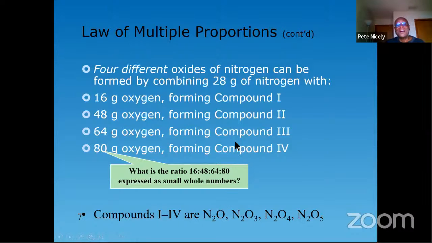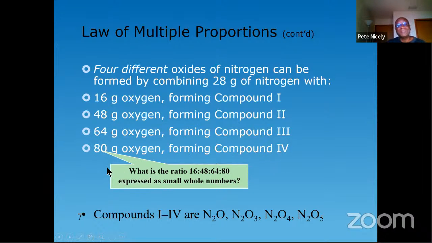And if you have 28 grams of nitrogen in each of these cases, and if you look at the masses of oxygen in each case, what you'll find is that there's a simple whole number ratio when you compare those masses. So in the case of 28 grams of nitrogen in each of these compounds, for compound 1, the mass of oxygen is 16. For compound 2, the mass of oxygen is 48 grams. For compound 3, it is 64 grams. And finally, in compound 4, it is 80 grams.